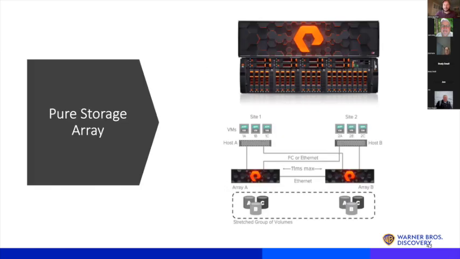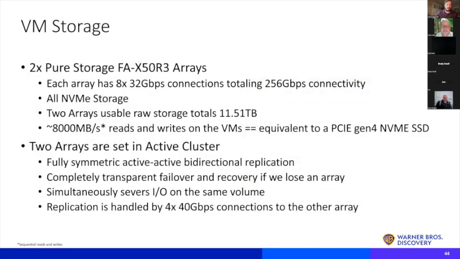It's called an active-active. So each array has the exact same data on it. They talk to each other and replicate. If something gets written to one and it's not on the other, it replicates, and it doubles your bandwidth between the two. It also allows a seamless failover if one dies or we need to do maintenance on it. Now we're using Pure FA-X50 arrays. Each one has 8 32 gig fiber channel connections on the back that we're using. It's all NVMe. The 2 arrays' total usable storage is 11.51 terabytes.